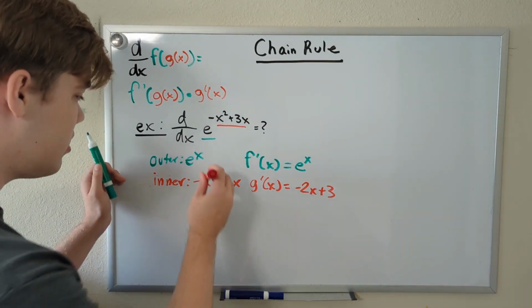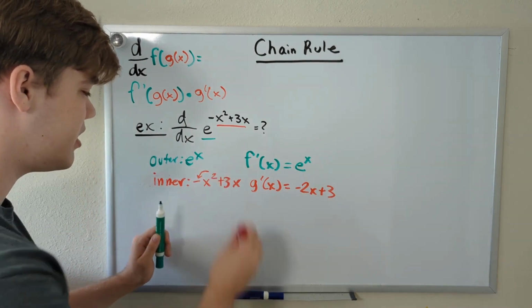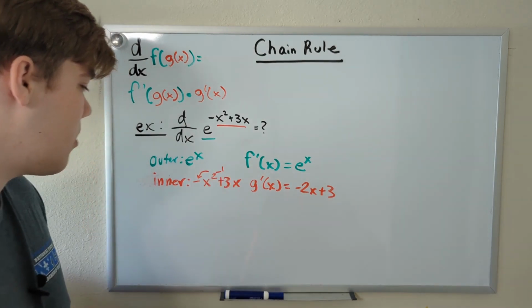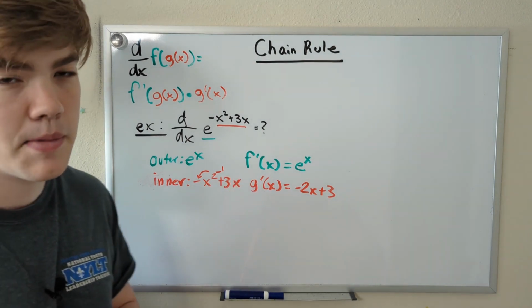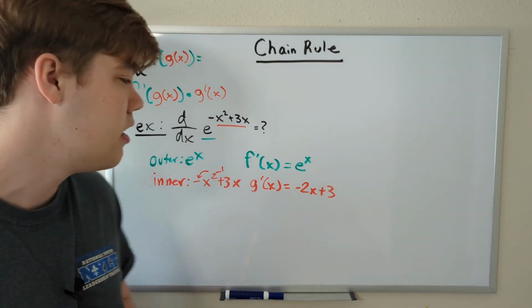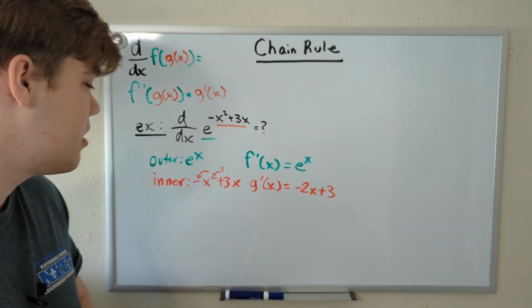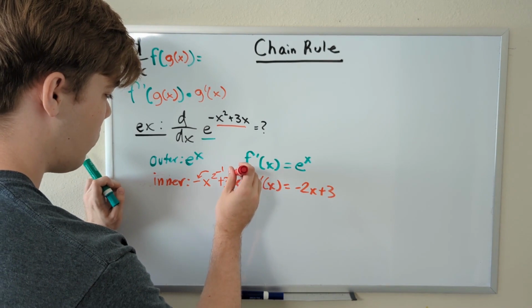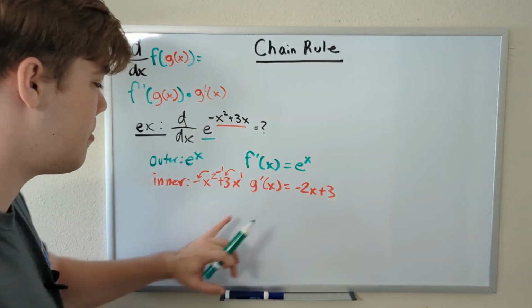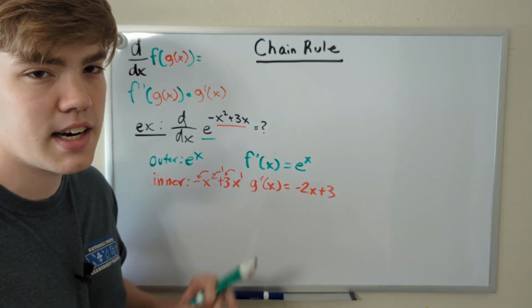We bring this 2 down to the front, and that becomes our coefficient, and then we subtract 1 from this power. So then we get negative 2 times x to the first power, and remember, anything to the first power is just itself. So that turns into negative 2x. 3x is also solved using the power rule. We have a little invisible power of 1 here that we bring to the front. Remember, anything to the first power is itself, so we can put it there, but we don't have to.